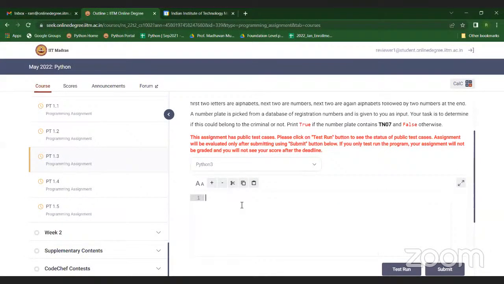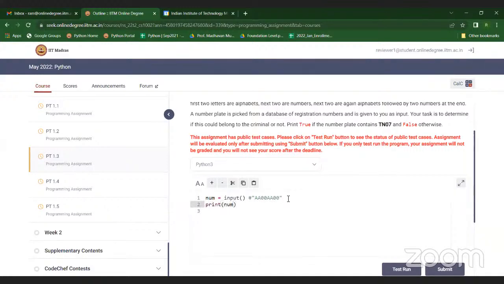Okay, so first thing is number equals input. Generally the number plate is of this form, right? AA00 AA00. So the TN07 could happen in the first 4 characters or the last 4 characters, right? So I'll just check that. So print.